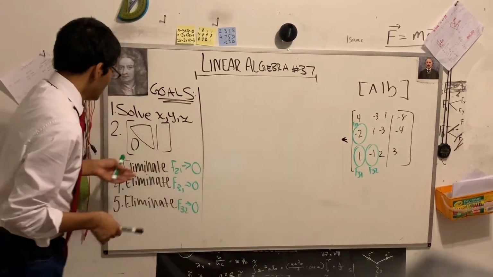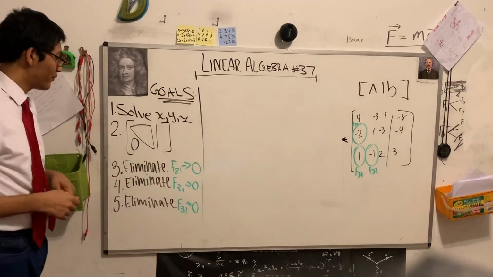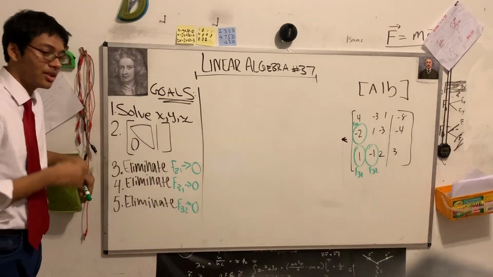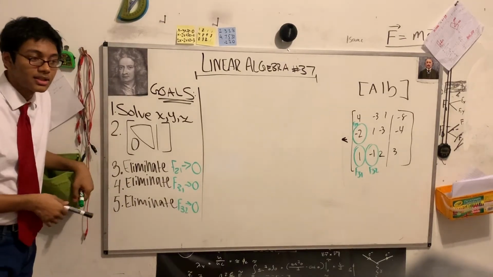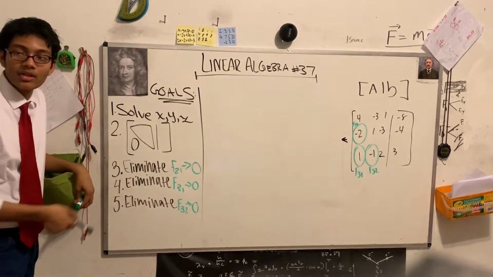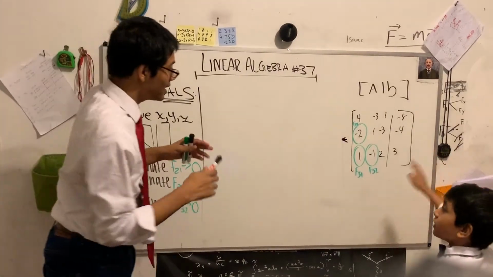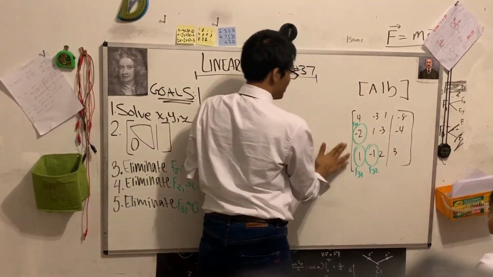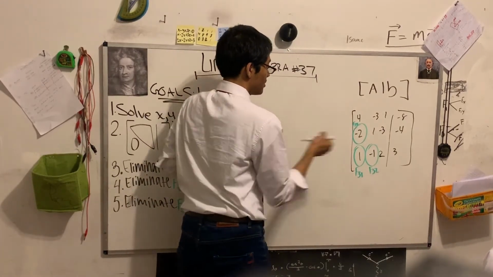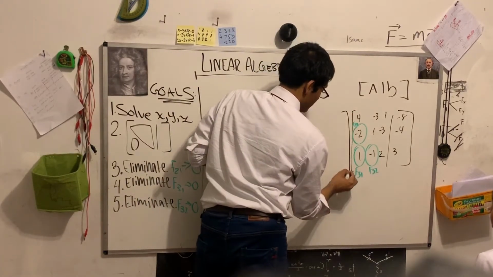Now, let's go ahead and start with the first step. And what is the first step we should start with? Which one of the goals? It's F21. Eliminate F21, right? Can I try to do that goal first? One second. Before you begin that goal, let me just help you get started.